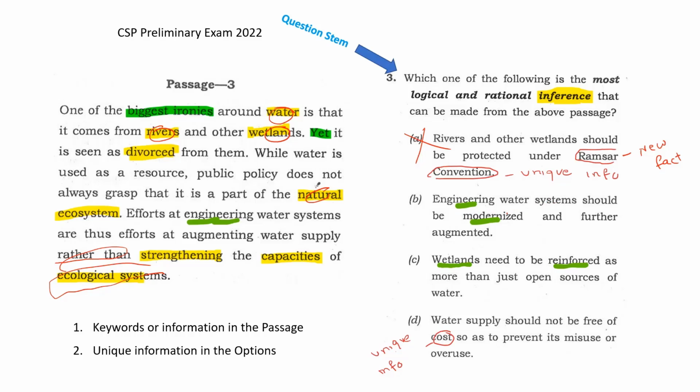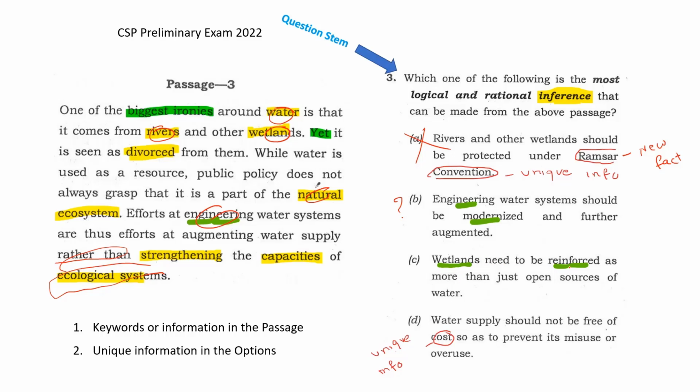Engineering water systems should be modernized and further augmented. I see all these keywords. I see the word engineering here. I see water systems. I see modernized, right, modernized I don't, of course. And further augmented, I see augment. Anyhow, option B I can't outright eliminate. My technique doesn't help me outright eliminate it. Maybe I use my choice technique finally.